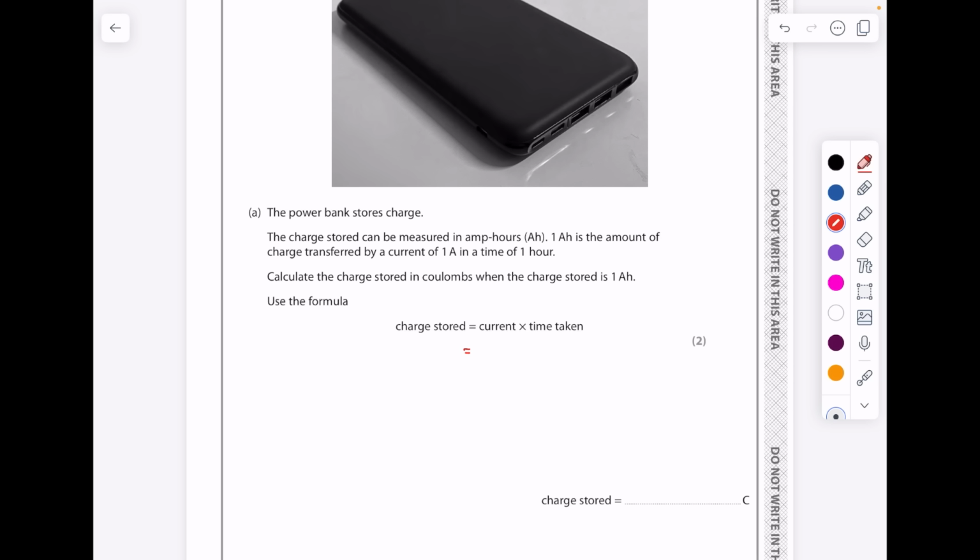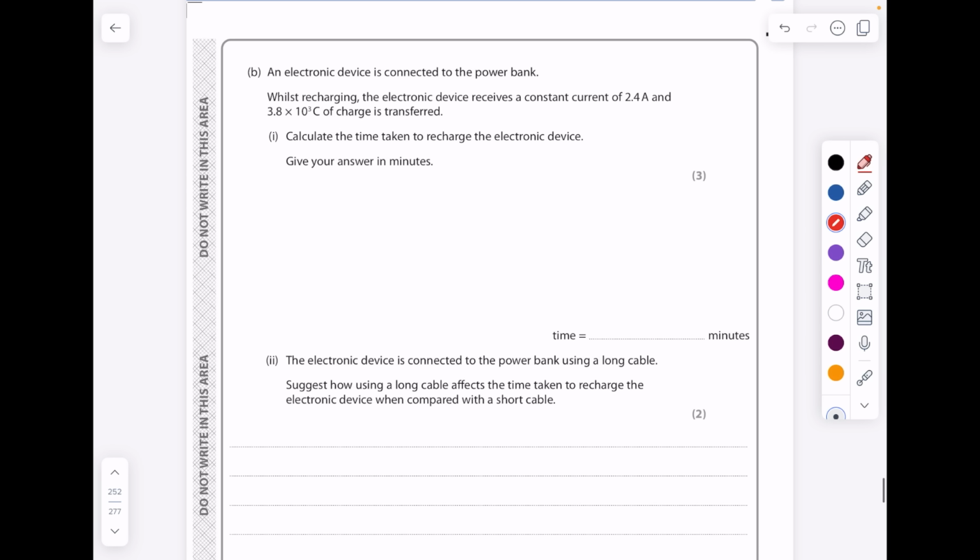So we're told that the current is 1 amp. We have an hour. We need that in seconds, so we need to multiply it by 60 twice to get 3,600 coulombs. An electronic device is connected to the power bank. Whilst recharging, the electronic device receives a constant current of 2.4 amps and 3.8 times 10 to the 3 coulombs of charge is transferred. Calculate the time taken to recharge the electronic device. Give your answer in minutes.